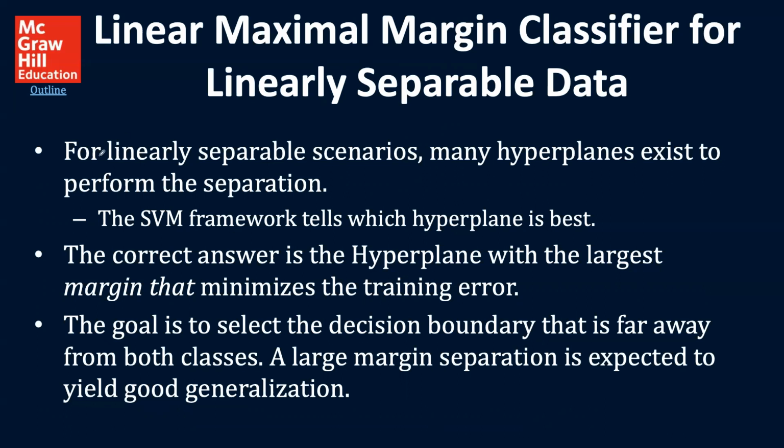For linearly separable scenarios, many hyperplanes exist to perform the separation. So we can be thinking about that. The correct answer is the hyperplane with the largest margin that minimizes the training error. And so how can we get the largest margin between samples to help us with this decision space? The goal is to select the decision boundary that is far away from both classes. A large margin of separation is expected to yield good generalization.